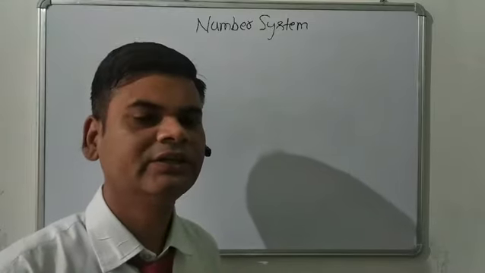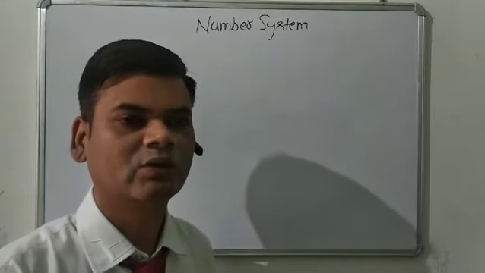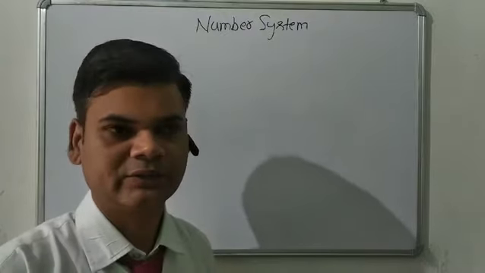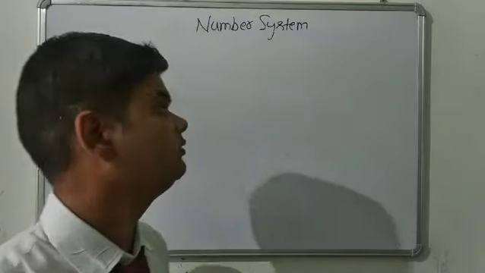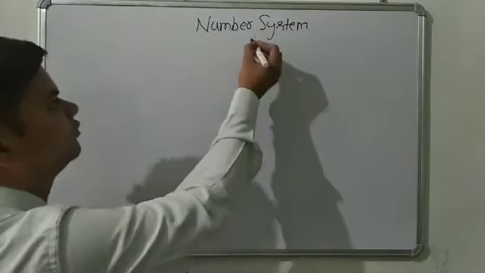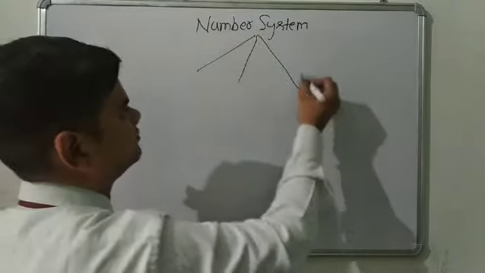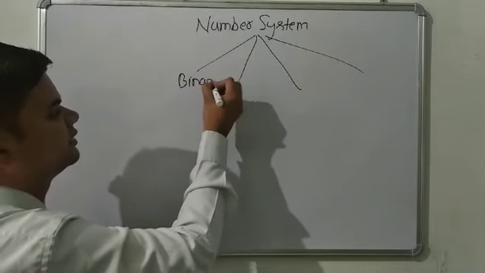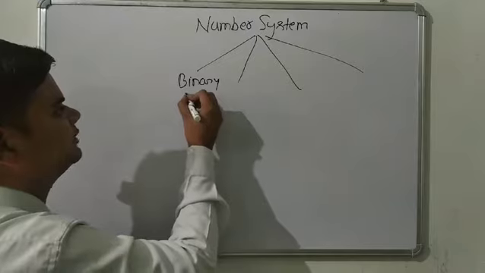So it depends on the need of a user and their requirement, which type of unit he or she will use for the particular measurement. Same thing we are applying in a number system. Basically, we have four types of number systems. The first number system is the binary number system.